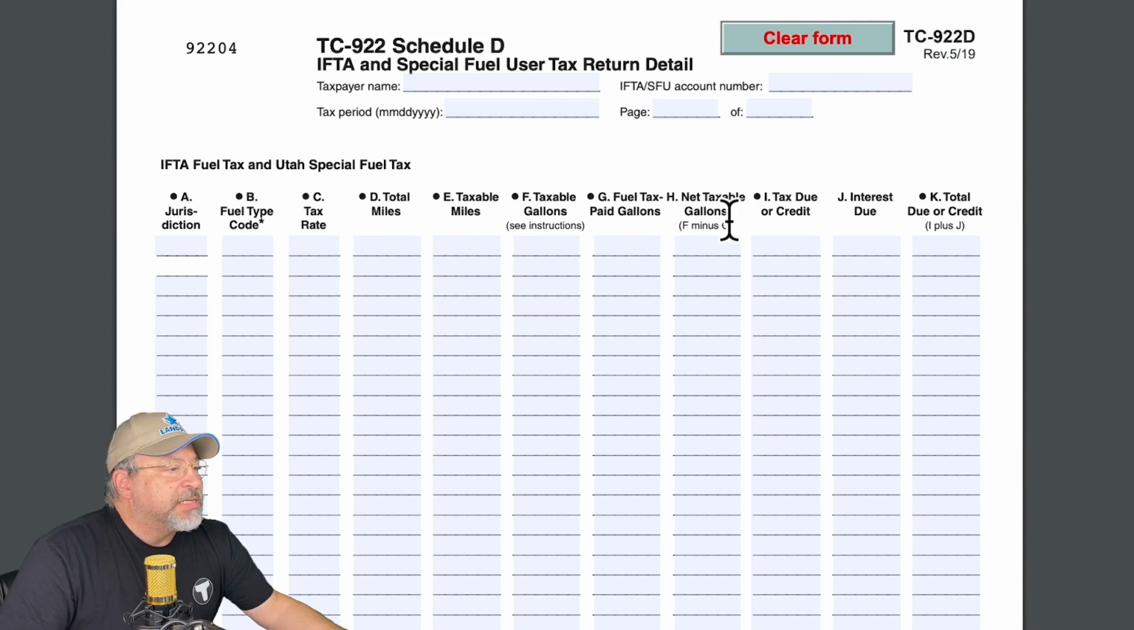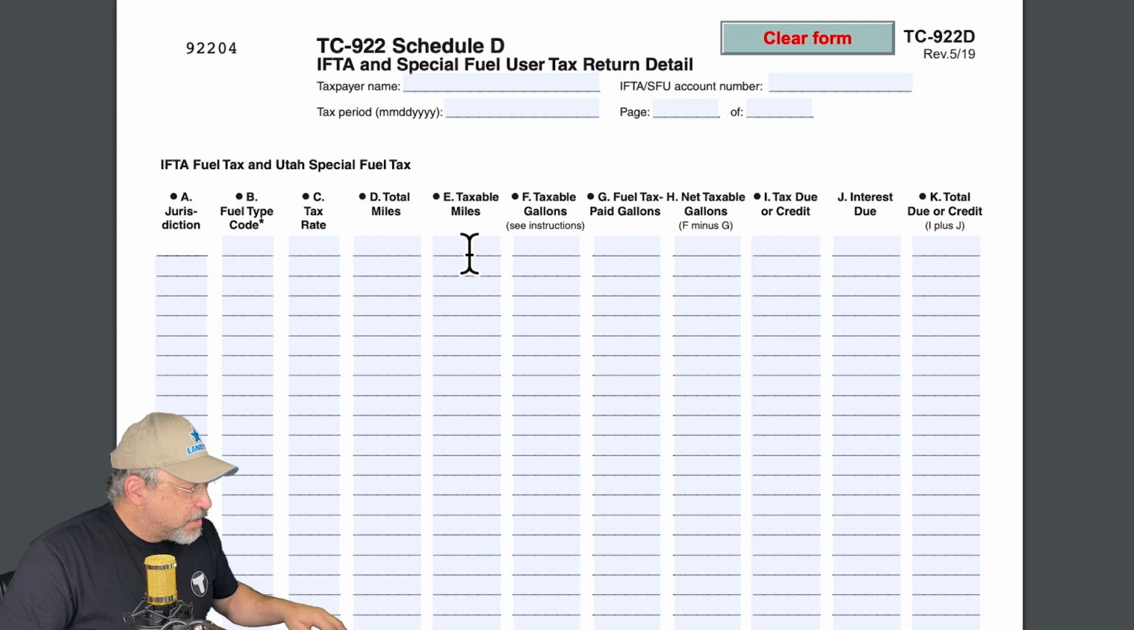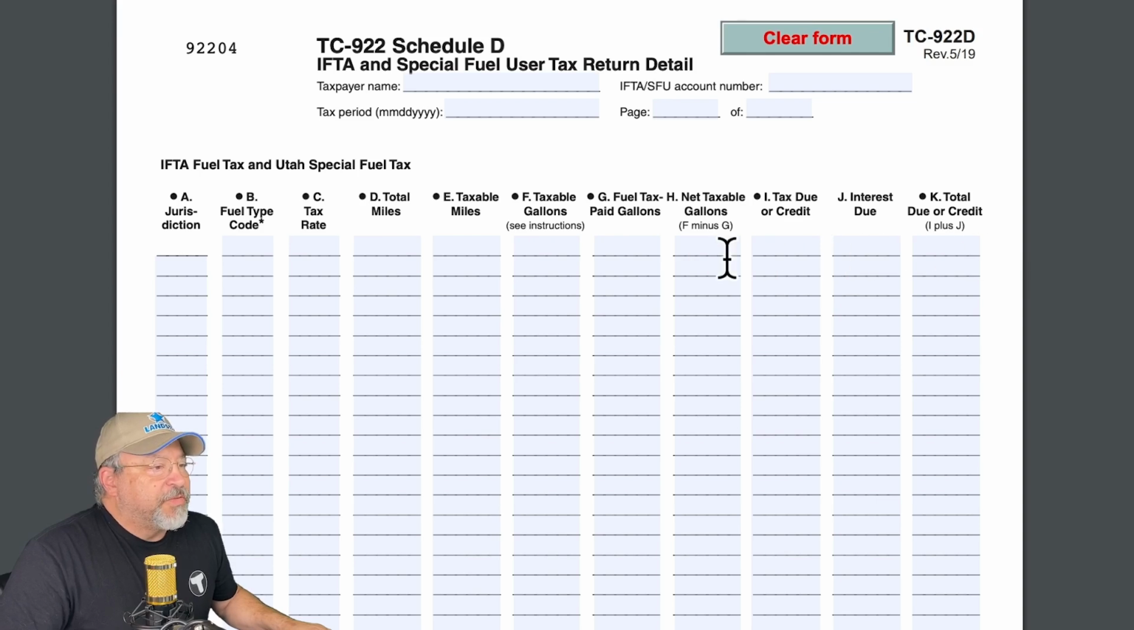This is where we're going to tell IFTA what we did, what states we were in, what kind of fuel it was, what the tax rate was for that quarter, our total miles in that state, and our taxable miles, which is normally the same. I'll explain that. And then just fill these out. One line for each state you were in.